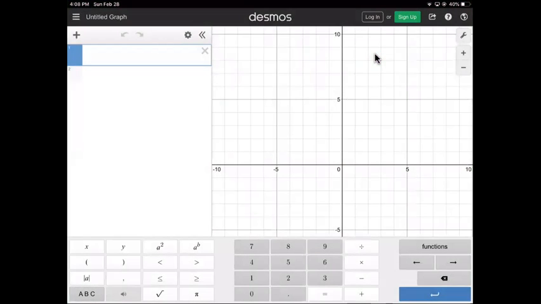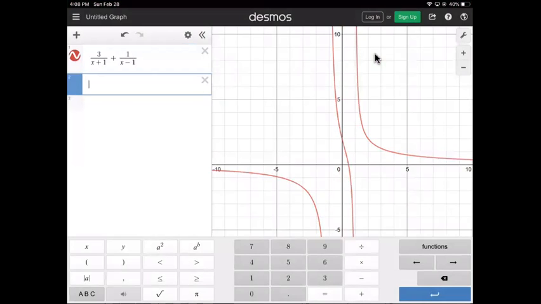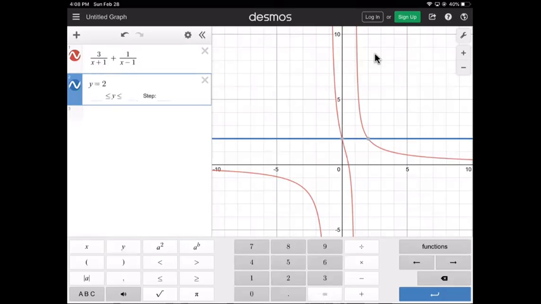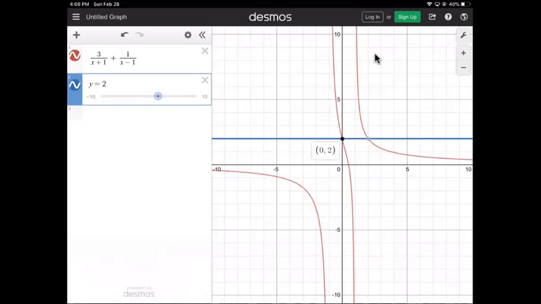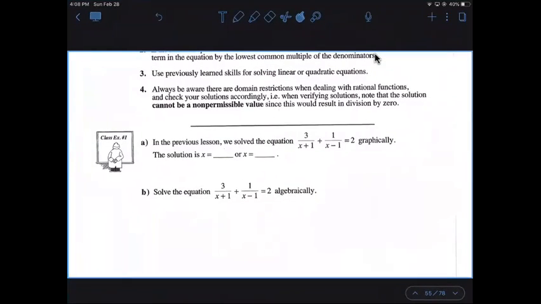So if we do this graphically again, you can quickly check this using Desmos. You're going to go 3 divided by x plus 1, plus 1 divided by x minus 1. There's the equation, and then I'm going to put in y equals 2. There we go, and there's our solutions, 0 and 2. The x values of these two coordinate points where they crisscross are 0 and 2. So our solutions using the graphing calculator are 0 and 2.